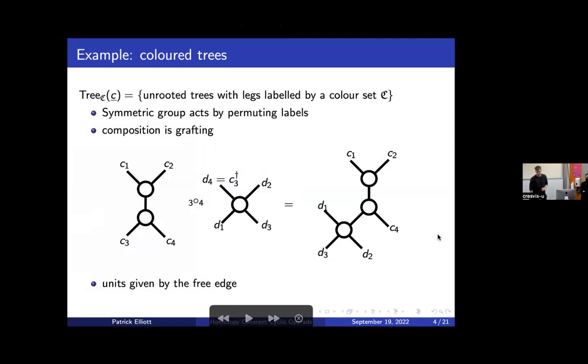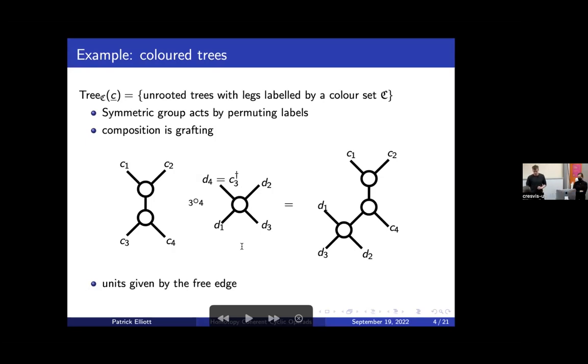Pick some color set C, and we'll let Tree(C) be unrooted trees with the legs, so these outer edges here, labeled by elements of this color set. And the symmetric group will just act by permuting labels around. And composition is just grafting the trees. So we can see here, if we graft, say, the third guy to the fourth guy, we've got this compatibility here. They'll glue on like this. And the units are just given by the naked edge that doesn't have any vertex.